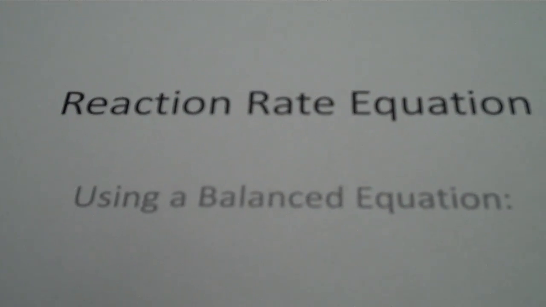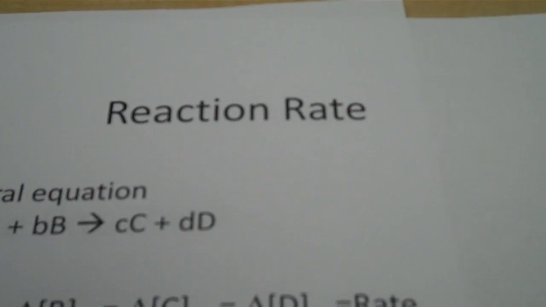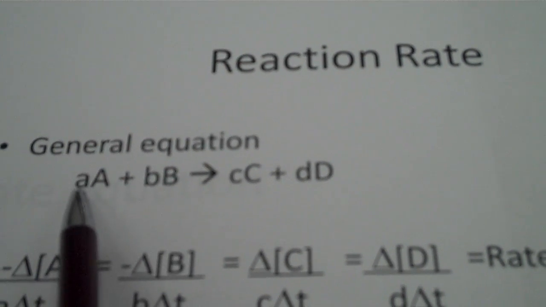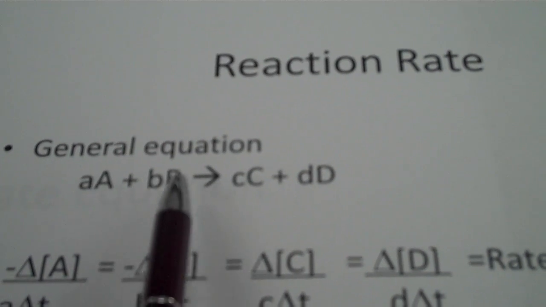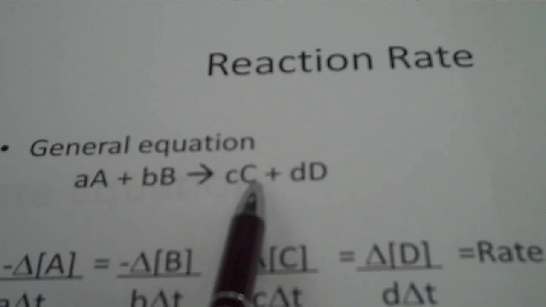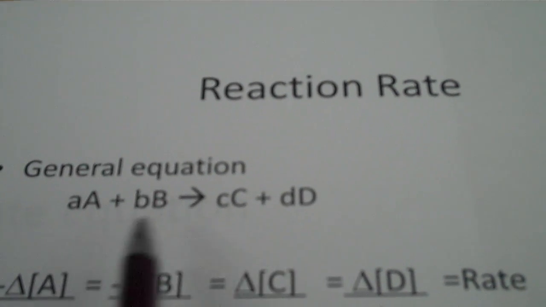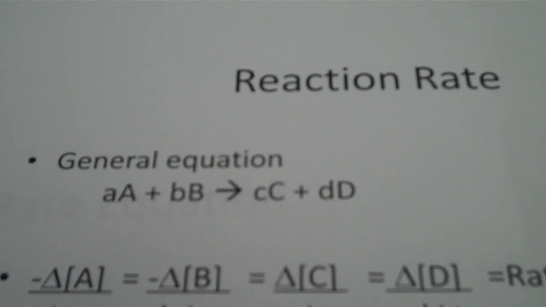This next section is about reaction rates using balanced equations. So here is a reaction rate. We're going to be using this general equation right here. You have little a A plus little b B reacts to make little c C plus little d D. So why do we have the same letters but in uppercase and lowercase?